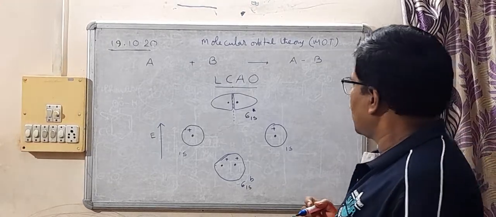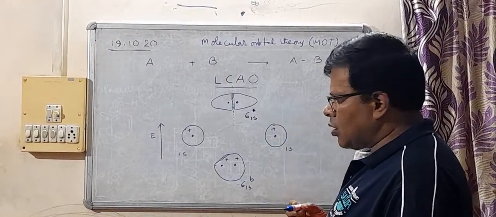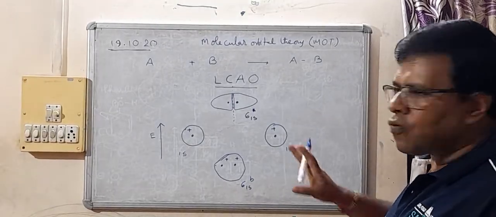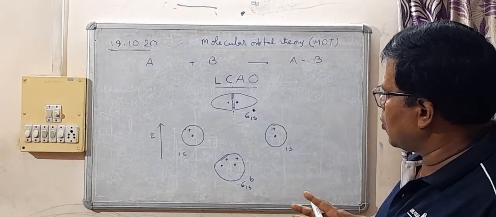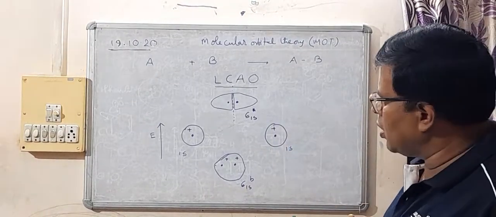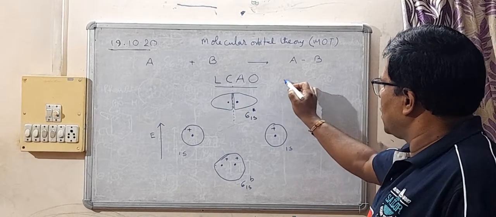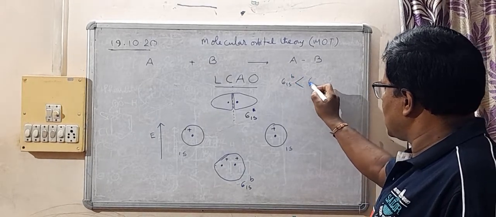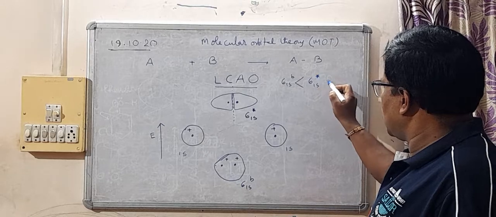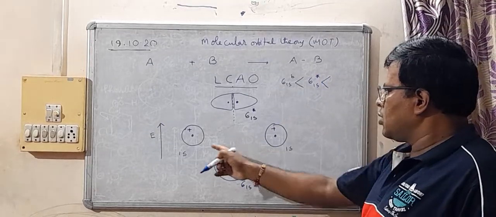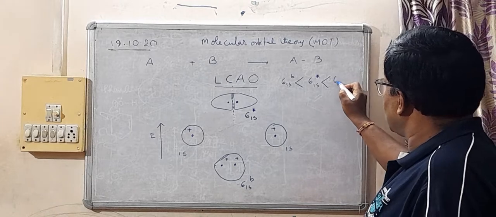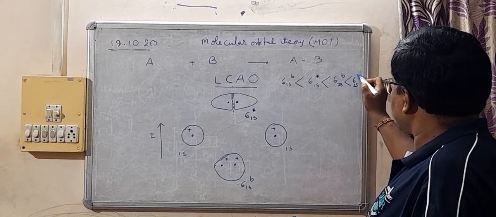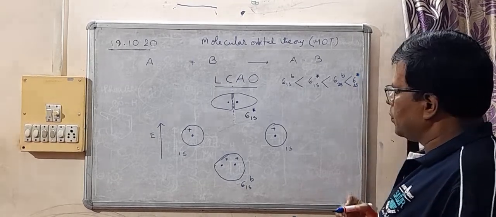In this way we have sigma 2s bonding, sigma 2s anti-bonding. So 4 molecular orbitals we have come across till now. Let me write them down in increasing order of energy. Sigma 1s bonding, and then sigma 1s anti-bonding. Then if we consider 2s, you'll get sigma 2s bonding, then sigma 2s anti-bonding.